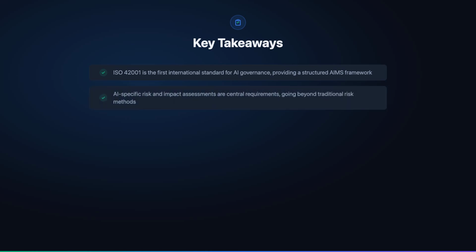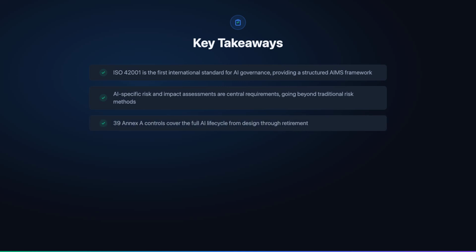Let's recap the essential points from our ISO 42001 walkthrough. ISO 42001 is the world's first international standard dedicated to AI governance. It provides a structured framework for building an AI management system that ensures responsible, transparent, and accountable AI practices. AI-specific risk and impact assessments are central requirements of the standard. They go beyond traditional risk methods to address bias, fairness, transparency, explainability, and societal impact of AI systems.